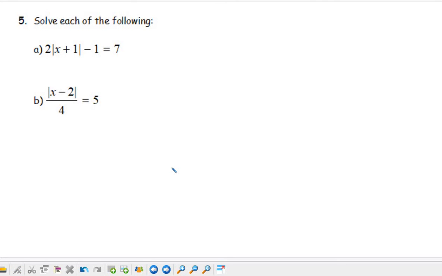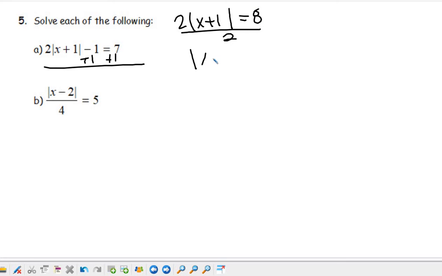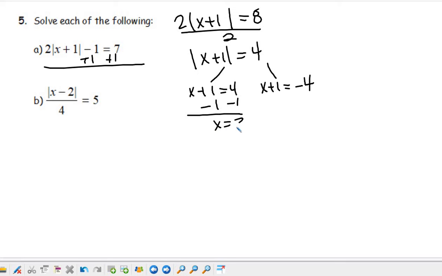So this is an absolute value equation. So it says to solve. So the first thing we have to do is isolate our absolute value. So I'm going to add 1 to both sides, and I get 2 times the absolute value of x plus 1 is equal to 8. Divide by 2. Absolute value of x plus 1 is equal to 4. So once we get our absolute value isolated, we write two equations. X plus 1 is equal to 4, and x plus 1 is equal to negative 4. And then we solve, so x is equal to 3, and x is equal to negative 5.